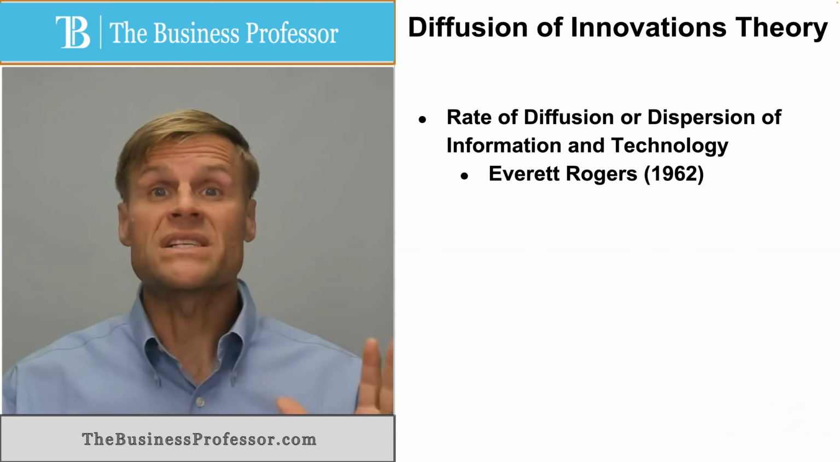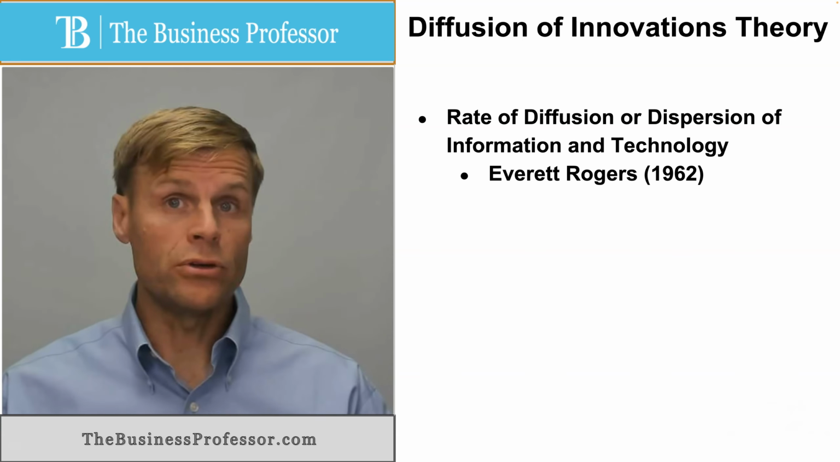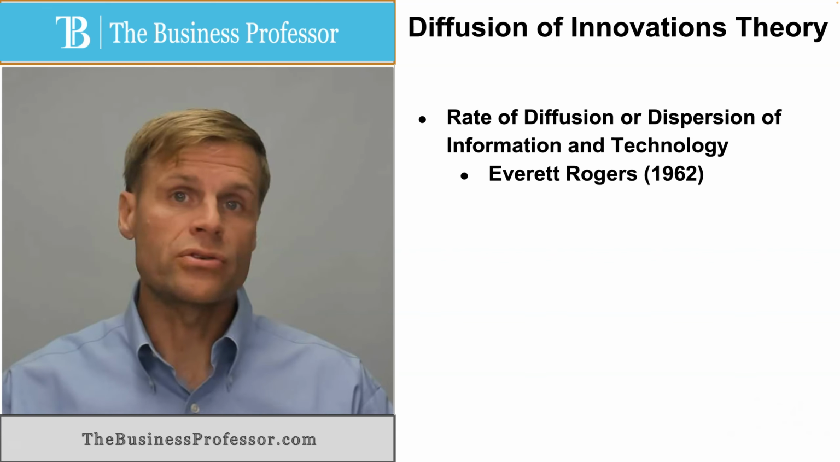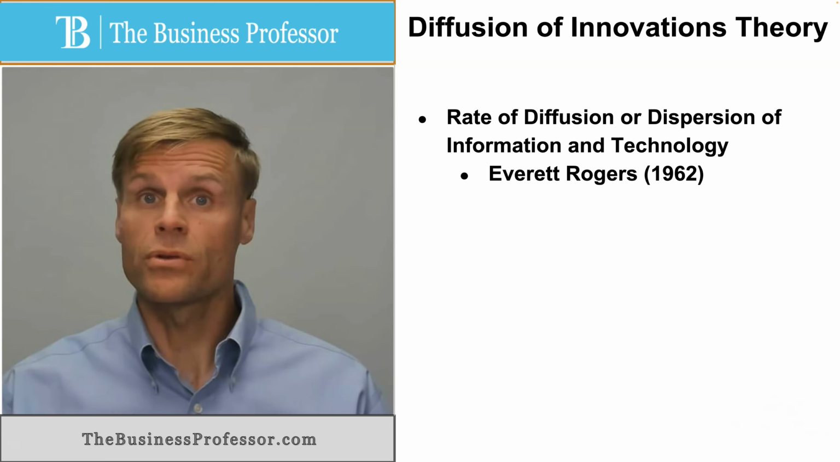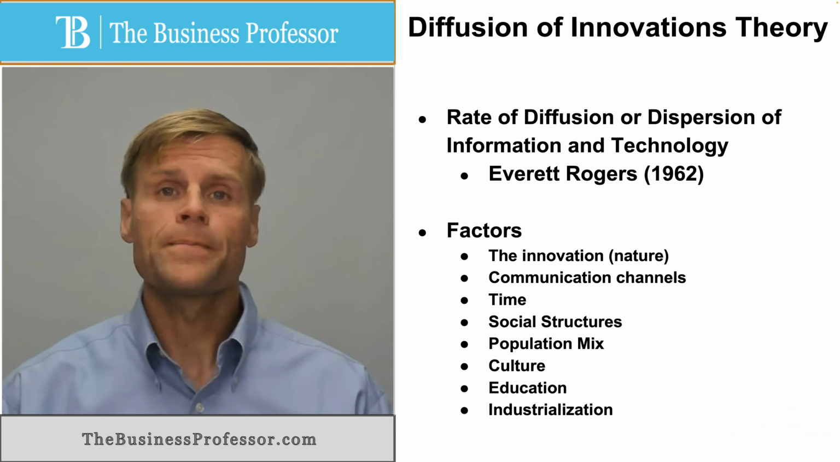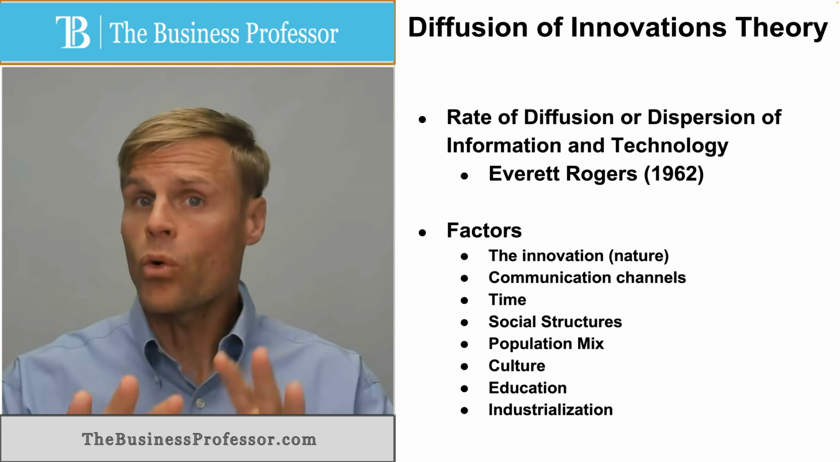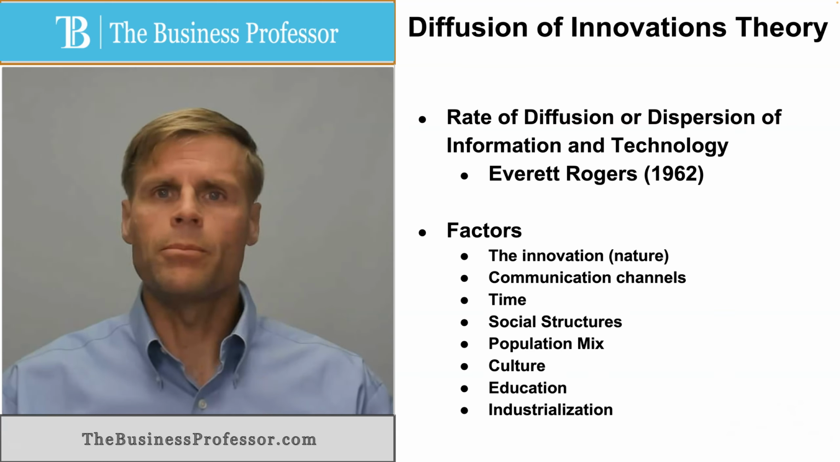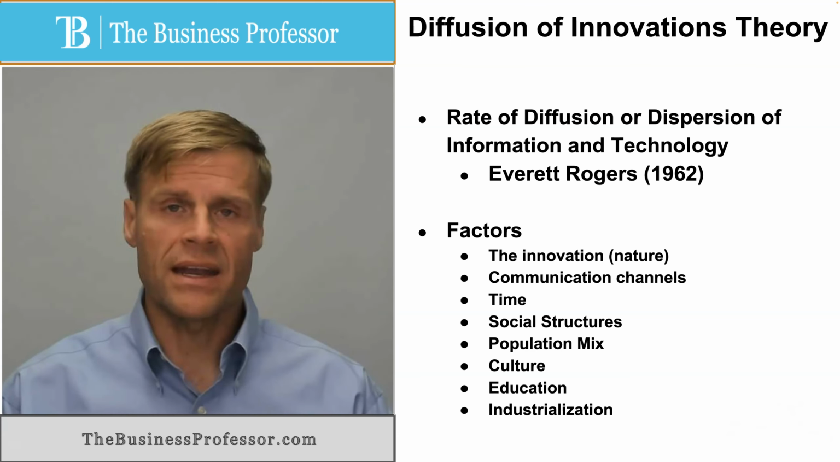Rogers proposed that there were several elements that can be used to determine the rate at which such information or technology would be diffused through the population. These elements generally include things like the nature of the innovation or information itself, that is, the importance of it to the people, things of that nature.